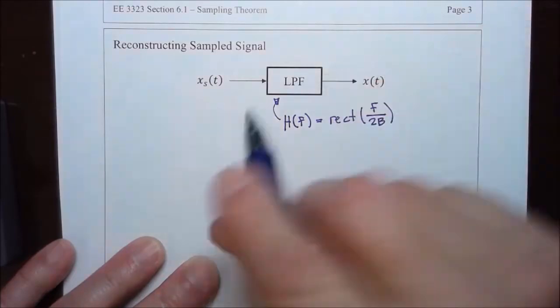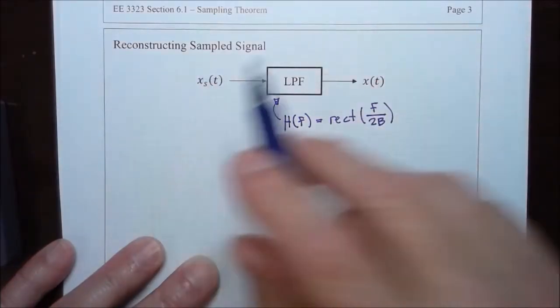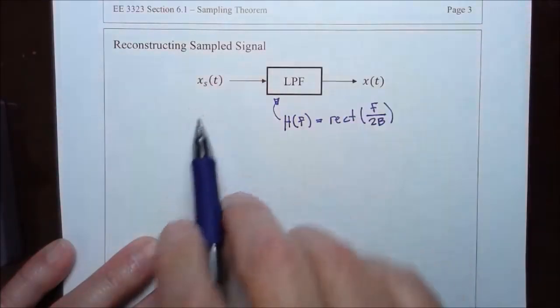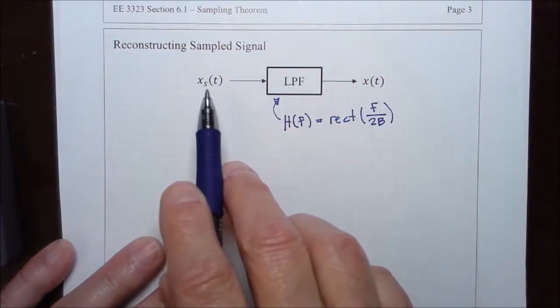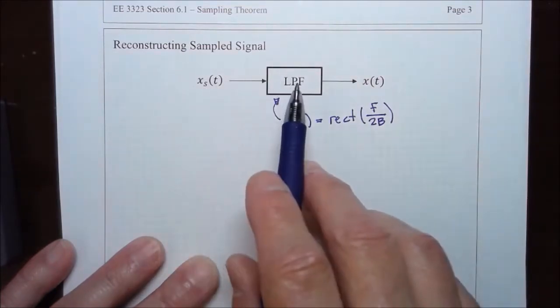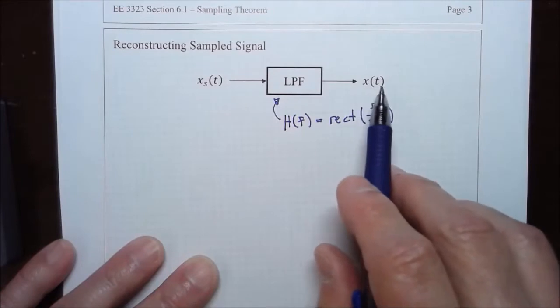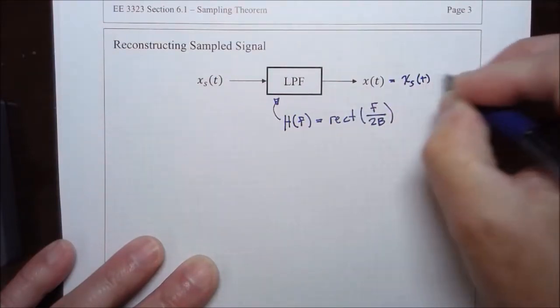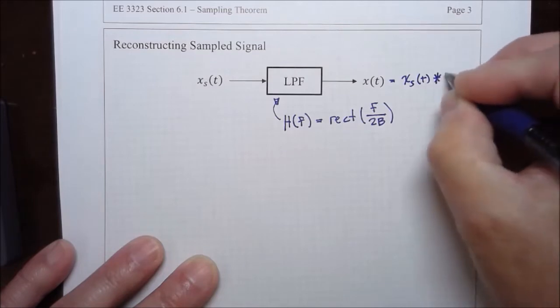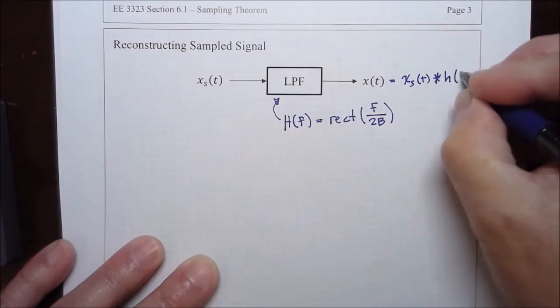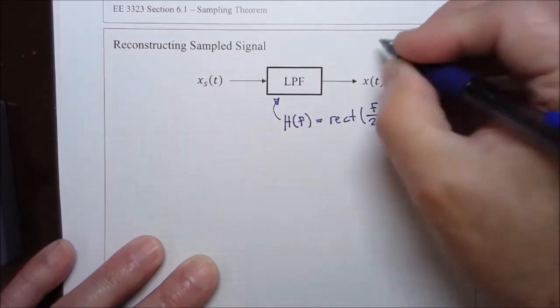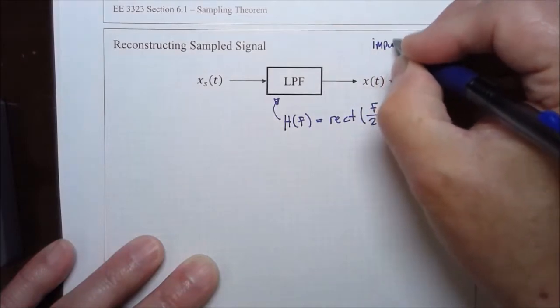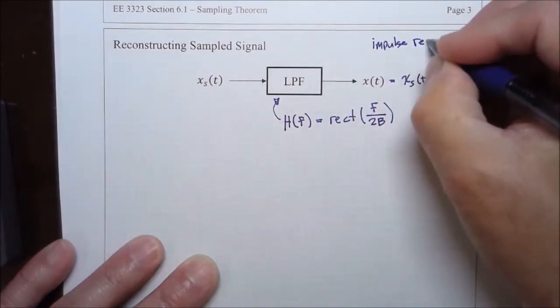Now it's illustrated here in the time domain. So we have the sampled time signal into a low-pass filter. What comes out is going to be the input signal convolved with the impulse response. This is the impulse response.